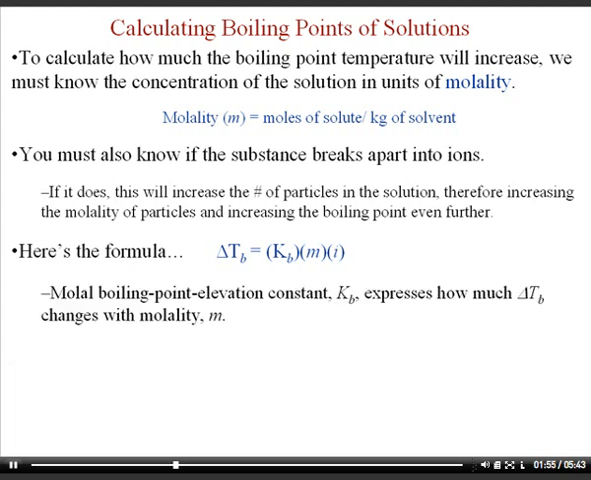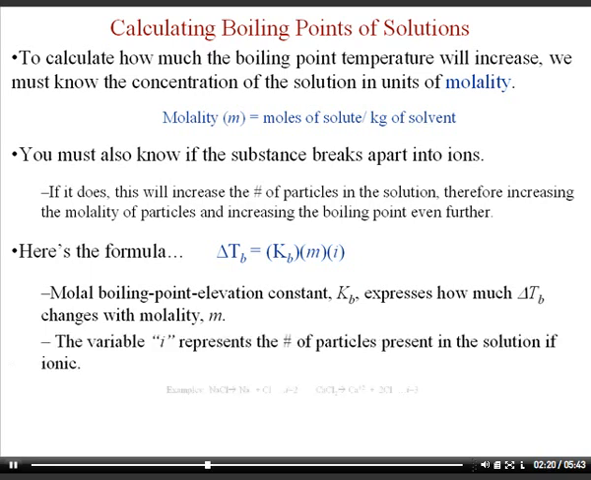And so in our formula we have the letter i, which is added to calculate the change in temperature of the boiling point. And i is the number of ions that a substance breaks apart into. Kb is a constant, which is called the boiling point elevation constant, and it just depends on the solvent that you're dealing with. And m, the lowercase cursive m, is the molality of the solution, and again i is the number of particles that it breaks apart into.